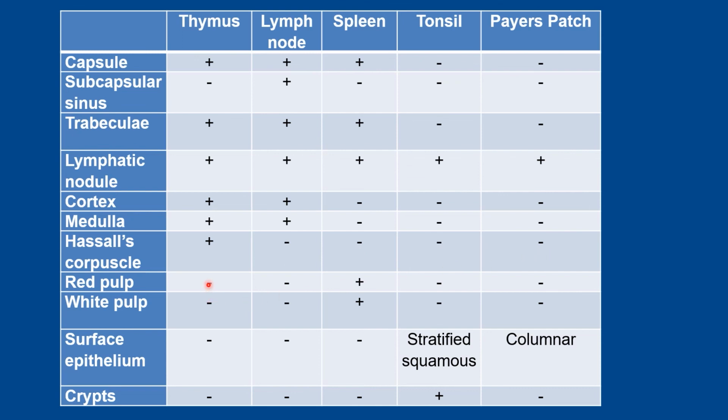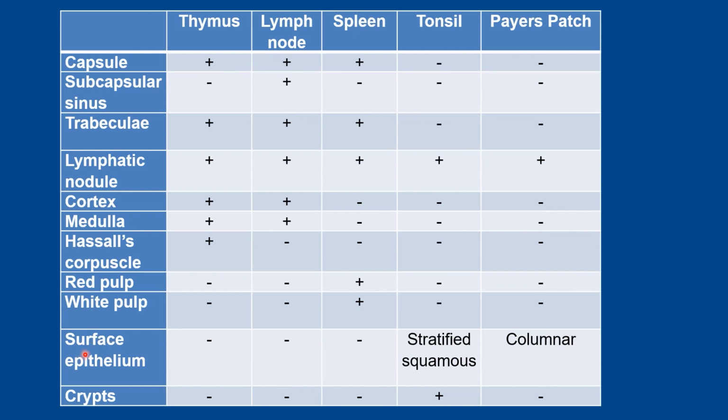Red pulp is the characteristic feature of the spleen. It is absent in all other lymphoid organs. White pulp is also a characteristic feature of the spleen. So, to identify the spleen, you have to identify the following features: capsule, absence of subcapsular sinus, trabeculae present, lymphatic nodule present, and those nodules are called the white pulp. In between the lymphatic nodules is the red pulp.